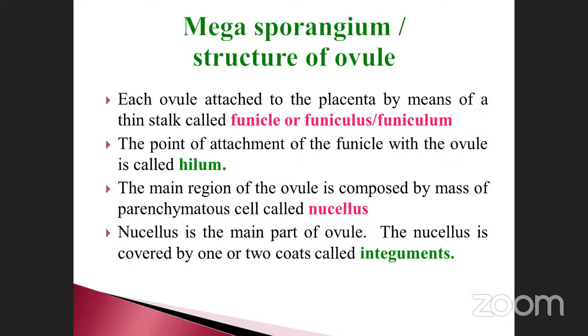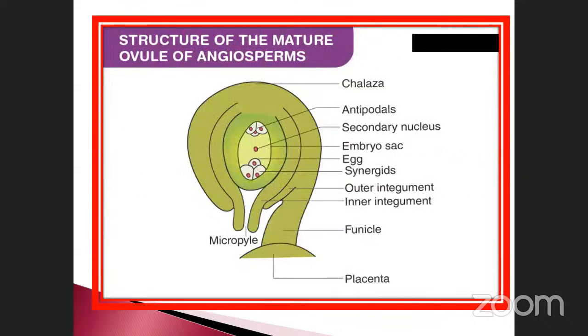The nucellus is covered by one or two coats called integuments. This is further divided into the outer integument and the inner integument. See the diagram, you can easily see the structures.